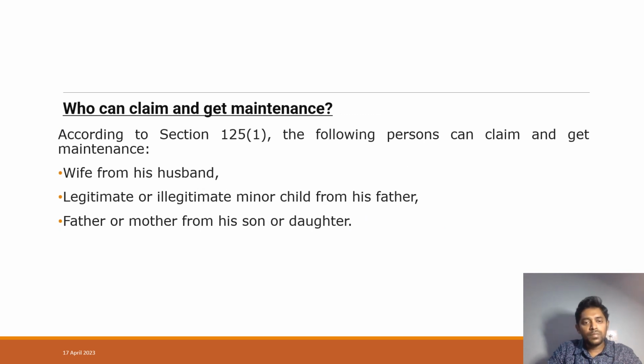Who can claim and get maintenance? Under Section 125(1), the following persons can claim and get maintenance: wife from husband, legitimate or illegitimate minor child from his father, father or mother from his son or daughter.